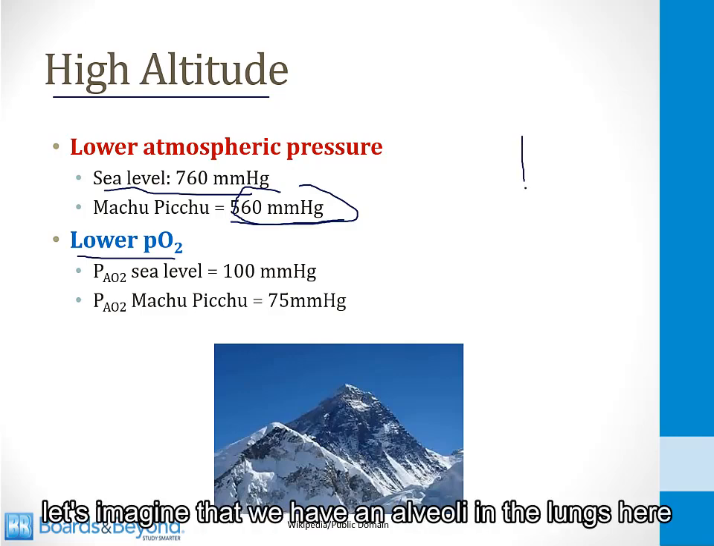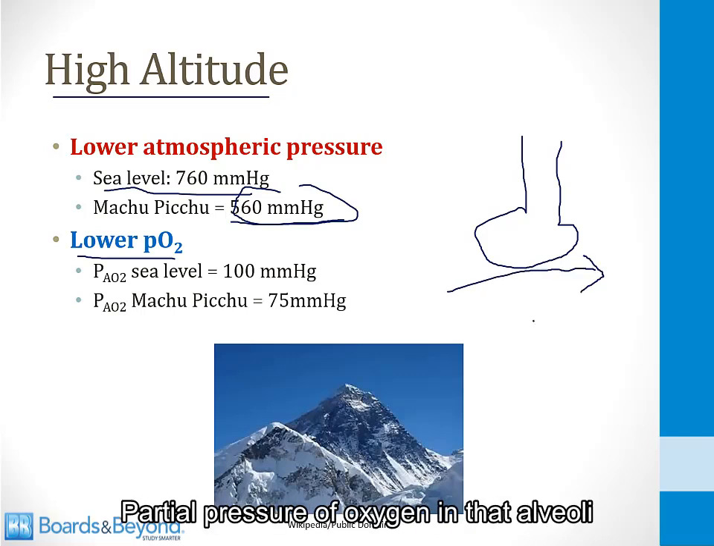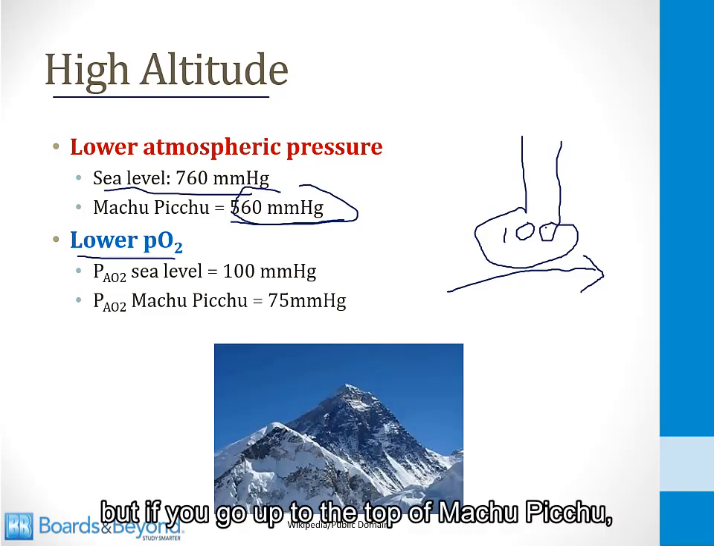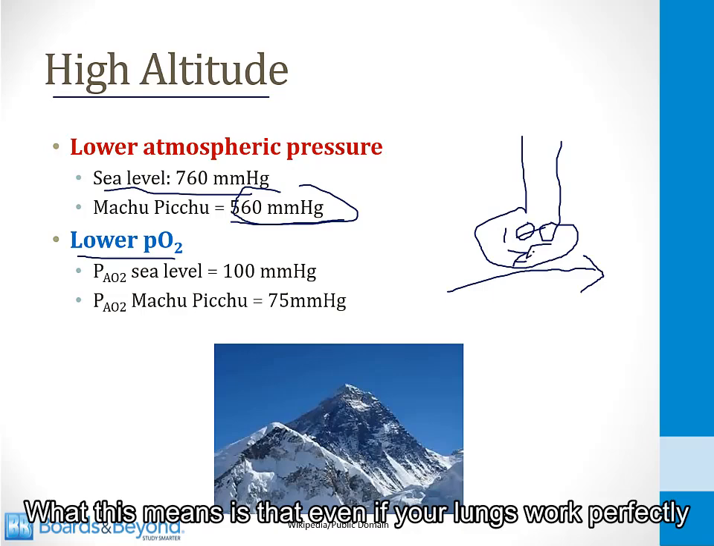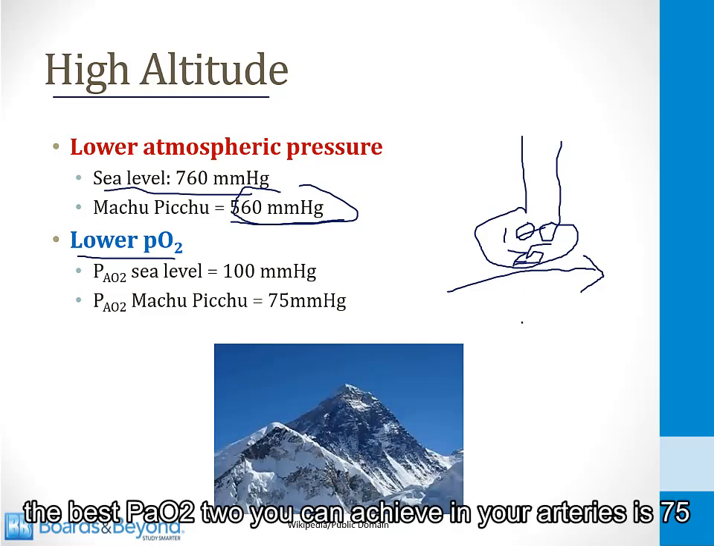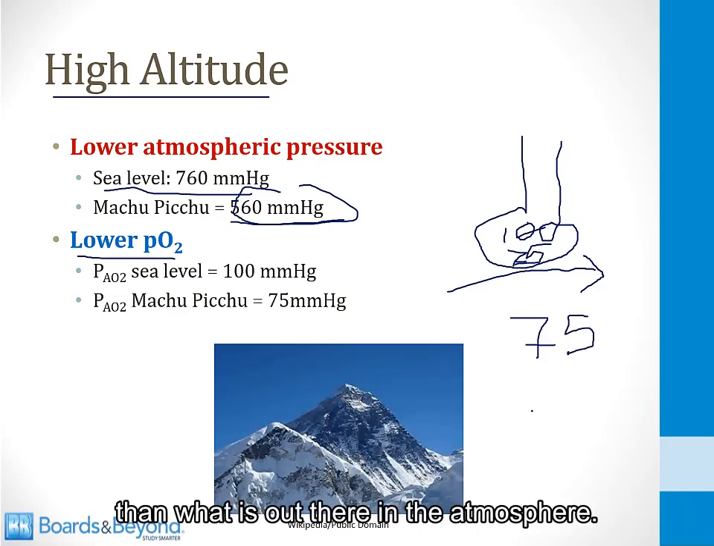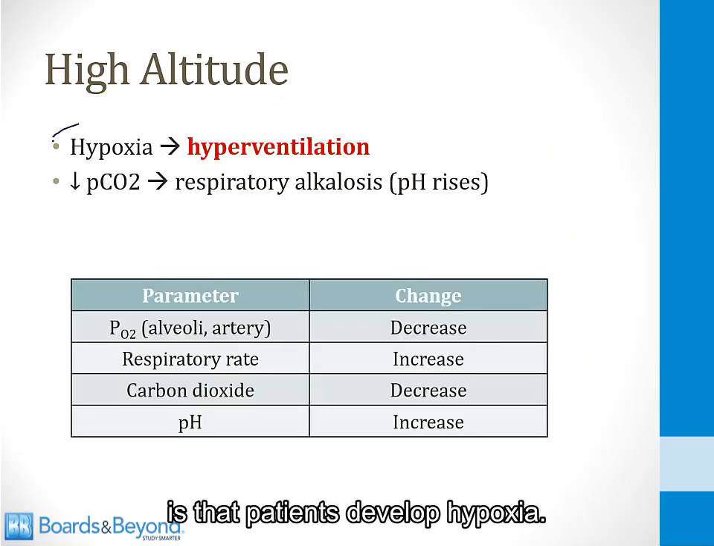So for example, let's imagine that we have an alveoli in the lungs here, and blood is going past it to pick up oxygen. Partial pressure of oxygen in that alveoli at sea level is 100. But if you go up to the top of Machu Picchu, that level falls to 75. What this means is that even if your lungs work perfectly and you have no problems with gas exchange, the best PaO2 you can achieve in your arteries is 75 because you can't get higher than what is out there in the atmosphere.